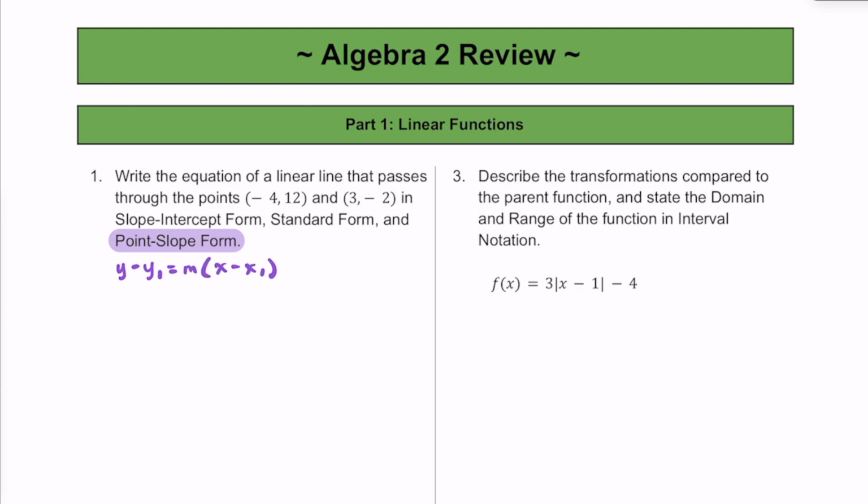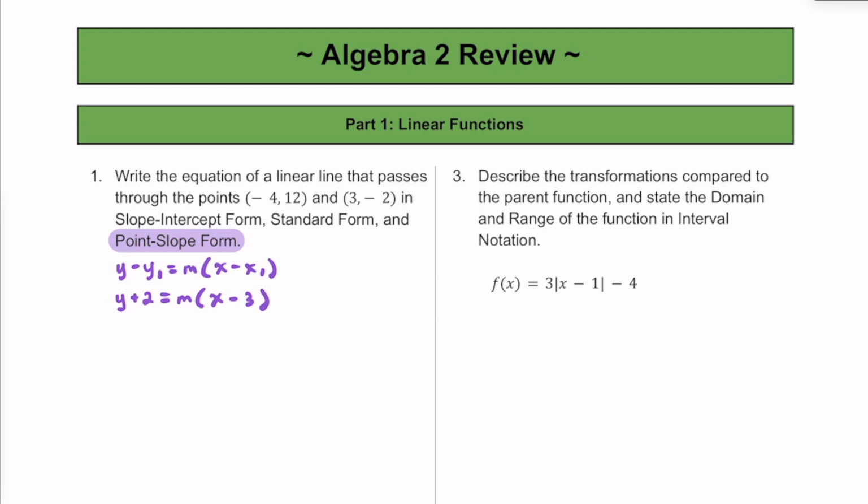Now, we can use either one of these points, but I think I'm just going to use (3, -2) because it has smaller numbers. So that's going to be our x1 and y1. So we're going to have y minus -2, or plus 2, is equal to m, which we don't know quite yet, multiplied by x minus 3. All right, so using the point that we had there.